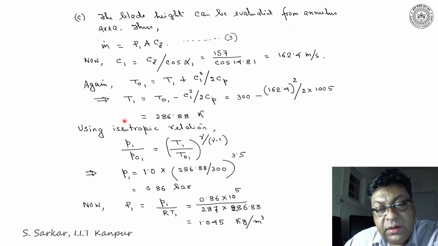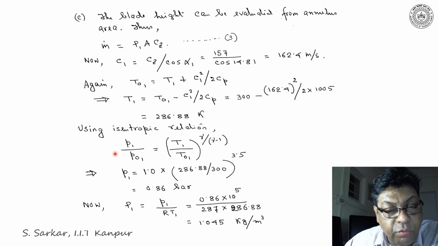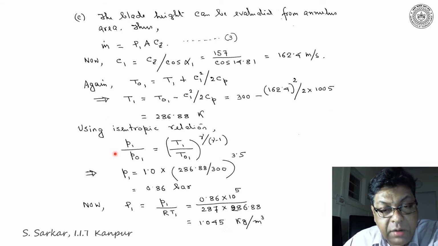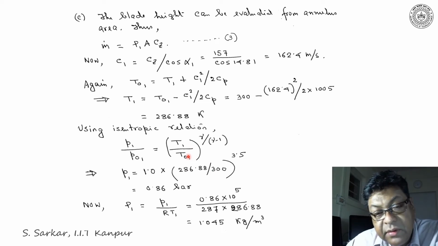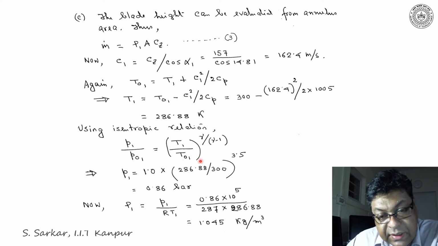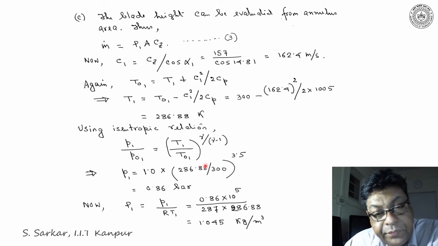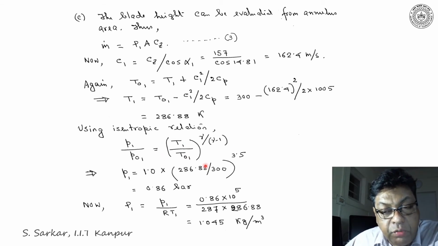Now between the total condition and static condition, we can use isentropic relation. Thus I can write P1 divided by P01 is equal to T1 by T01 to the power gamma by gamma minus 1. Now I know the ratio of T1 by T01, so this right hand side is known. And since P01 is equal to 1 bar, you can evaluate from here the static pressure.